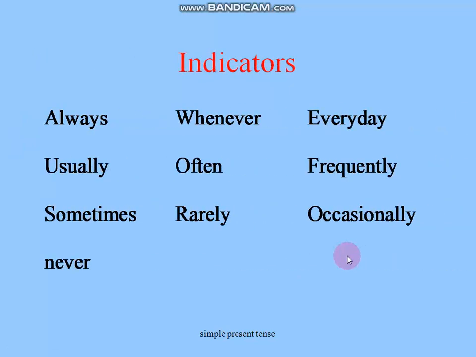Which are the indicators of simple present tense? By using these words you can make simple present tense: always, whenever, every day, usually, often, frequently, sometimes, rarely, occasionally, never. These are the indicators of simple present tense.